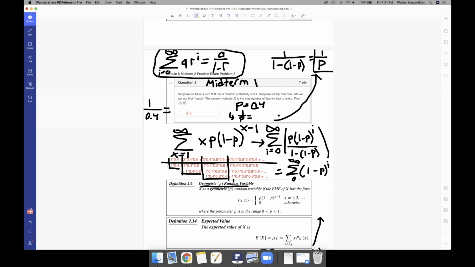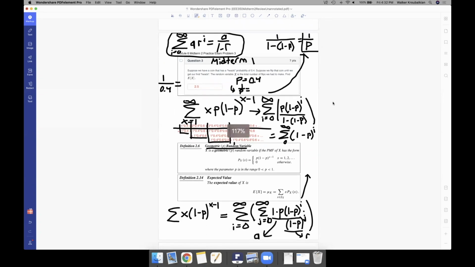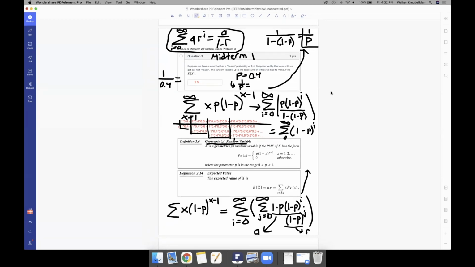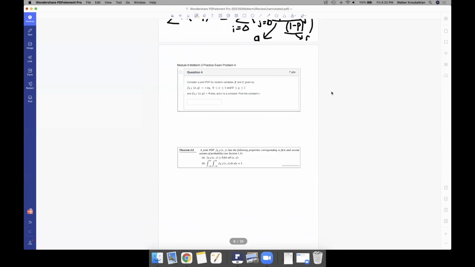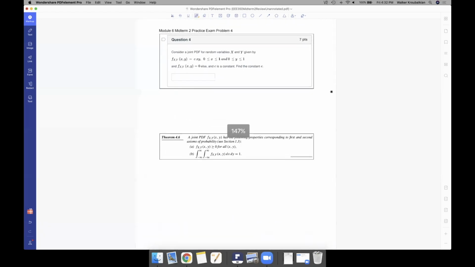All right, so that's all for question 3. Sorry if that was a handful. It's tricky to solve if you don't have the formula in front of you. But once you have it, it's pretty easy, right? It's just 1 over p. All right. On to problem 4.